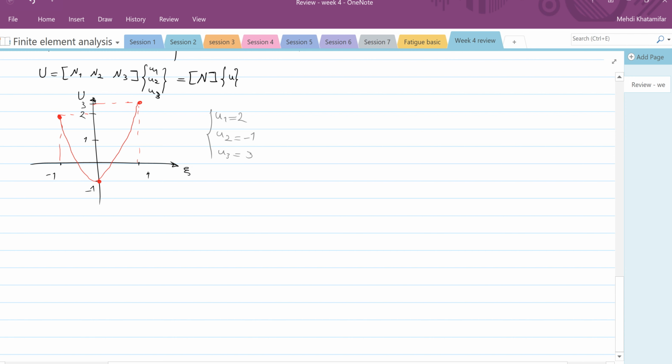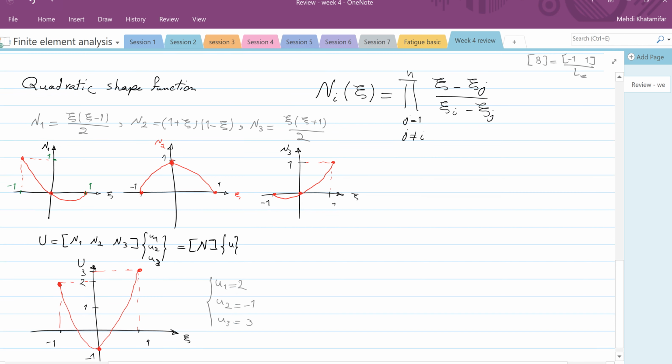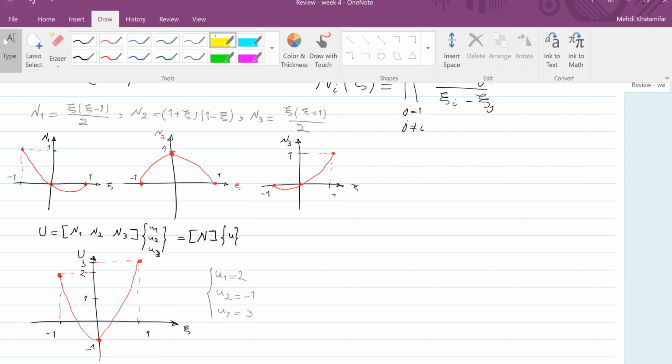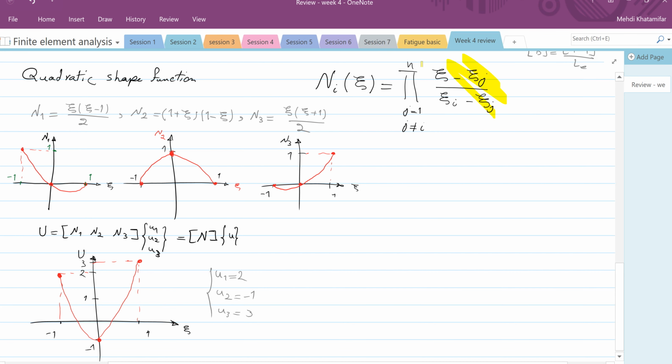And I asked you to do some calculation for the case of cubic. And the cubic one is going to have 4 points. So extract the shape function formula using this one, and try to draw these graphs to see what type of graphs we should have for that one.